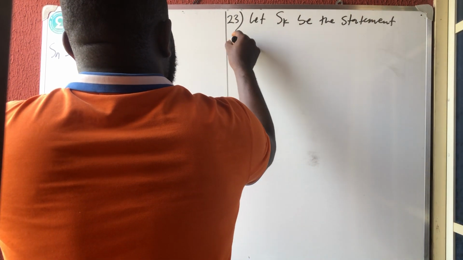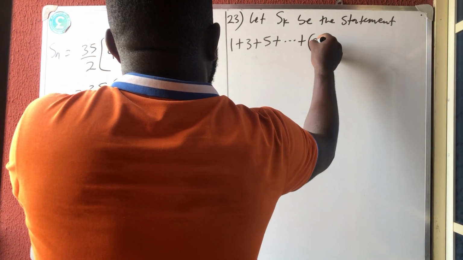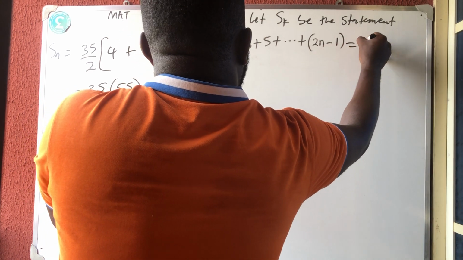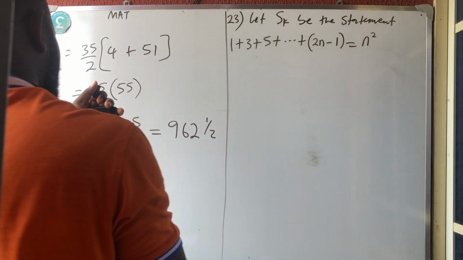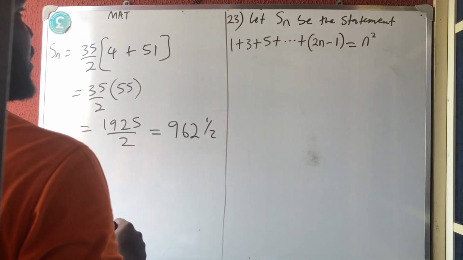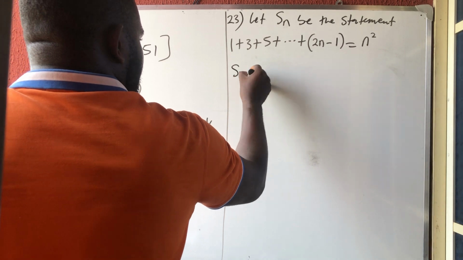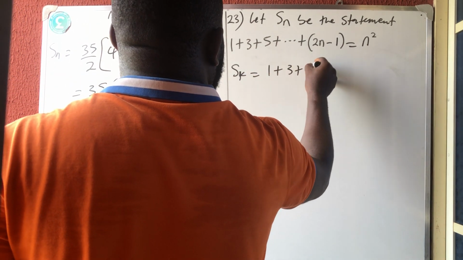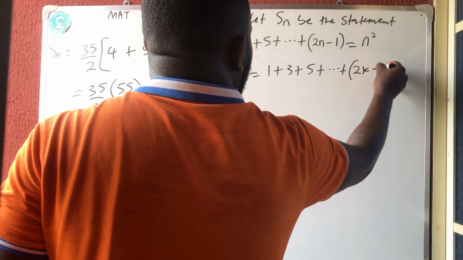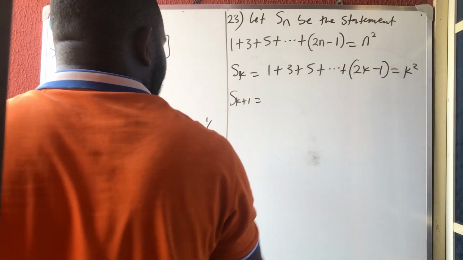Let Sk be the statement 1 plus 3 plus 5 plus ... plus 2n minus 1, which is equal to n squared. Okay? In fact, it's supposed to be let Sn, because this thing is in n, but if it is Sk, here will not be k. So which means Sk should be what? 1 plus 3 plus 5 plus ... plus. Anywhere you see n, put k, which is 2k minus 1 is equal to what? K squared.